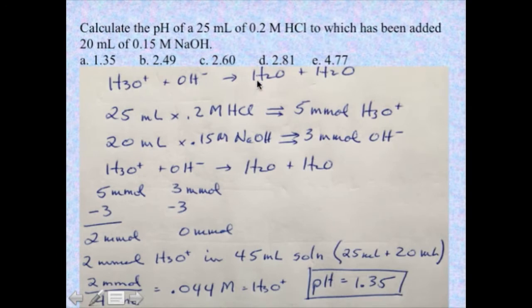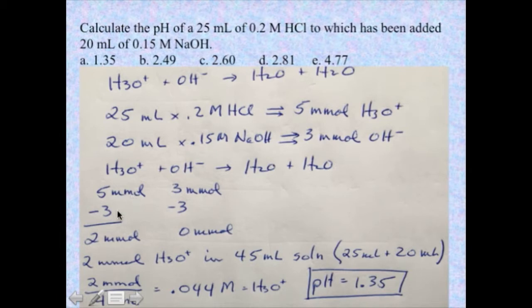All right, here's our reaction. Hydronium plus hydroxide yields 2 moles of water. We'll find the millimoles of hydronium ion, that's 25 milliliters times 0.2 millimoles per milliliter of HCl. So that'll be 5 millimoles of hydronium ion, and 20 milliliters times 0.15 molar sodium hydroxide is 3 millimoles of hydroxide. So we have 5 millimoles of hydronium, 3 millimoles of hydroxide.